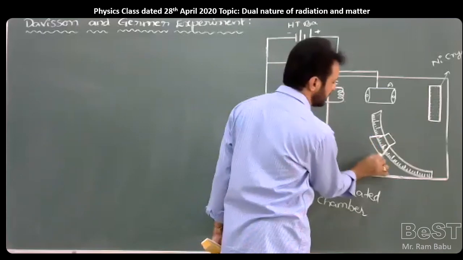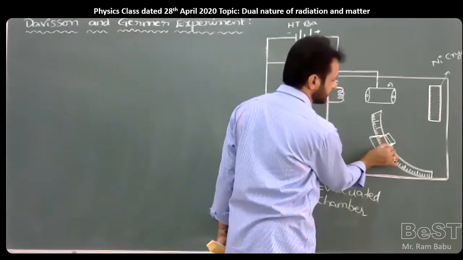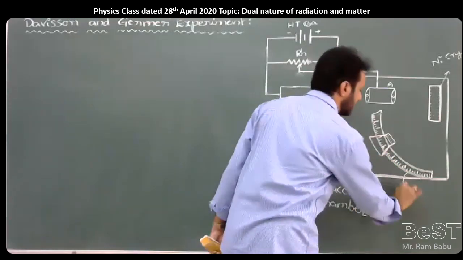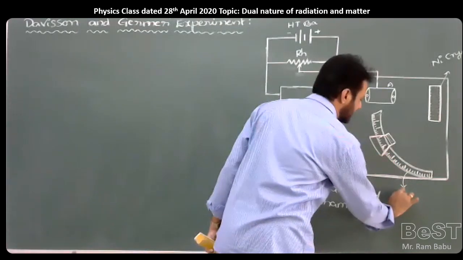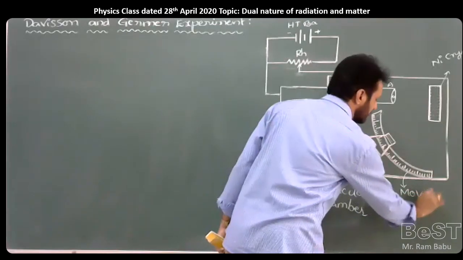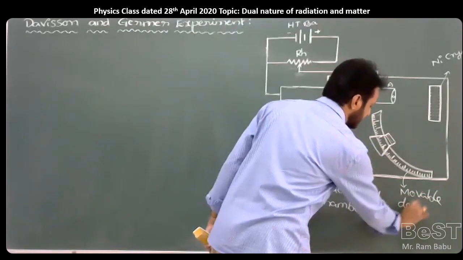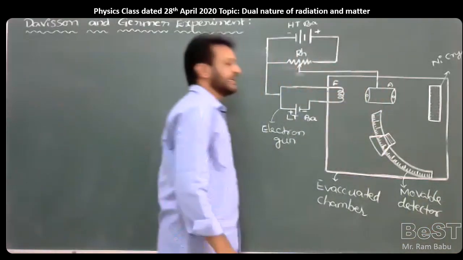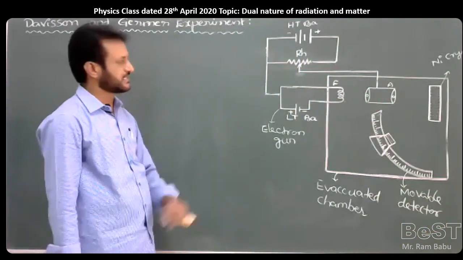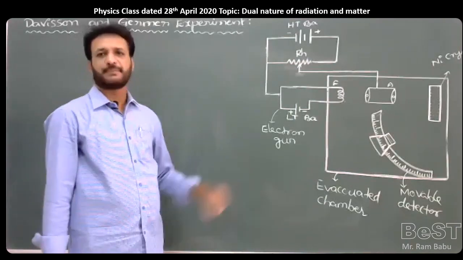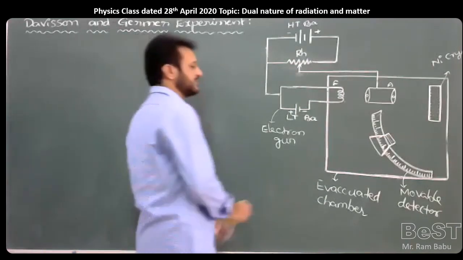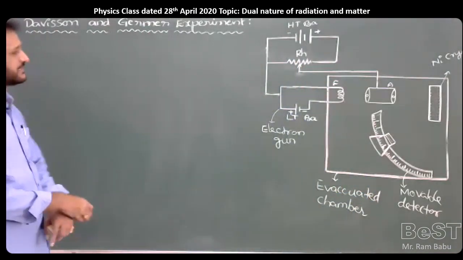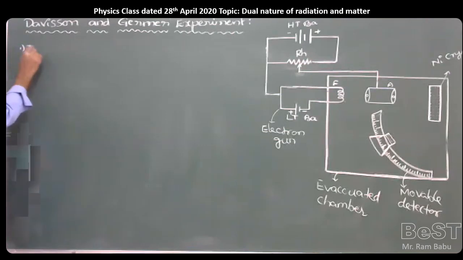A sensitive galvanometer is connected like this, and this total can be called a movable detector or collector. Movable detector, which contains a galvanometer and also a circular scale. So this is the apparatus which was used for the Davisson-Germer experiment. Now check here what the main apparatus are. The first one, we can say, is the electron gun.